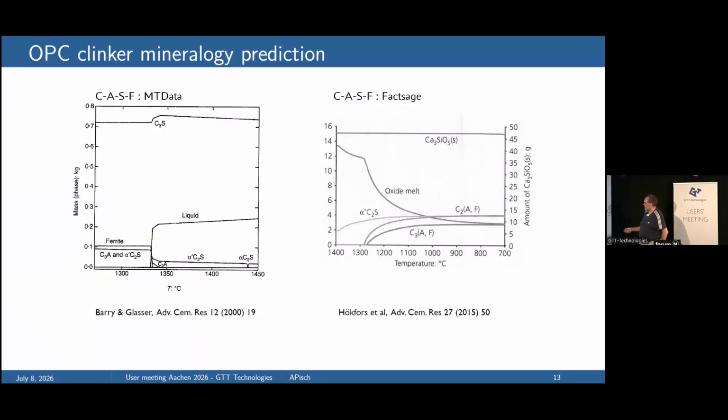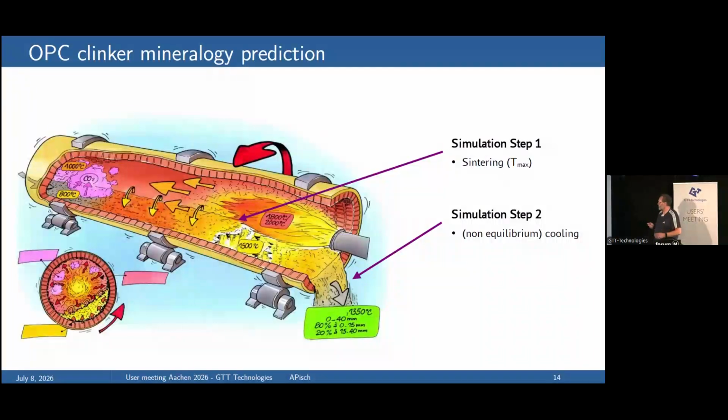And then a little bit later, Hökfors and Rainer Backman did it in Sweden. They used the FactSage database and also calculated for the four-component system. For example, here, the phase amount as a function of temperature. But unfortunately, they're limited to four components, and the real system is much more complicated. So I chose a different way.